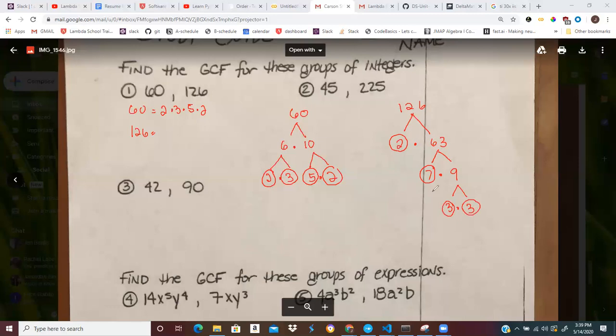So now we will copy all these numbers that we circled for 126. So you have 2 times 7 times 3 times 3. Make sure you count them correctly. You have 4 circles here, therefore you have 4 numbers.